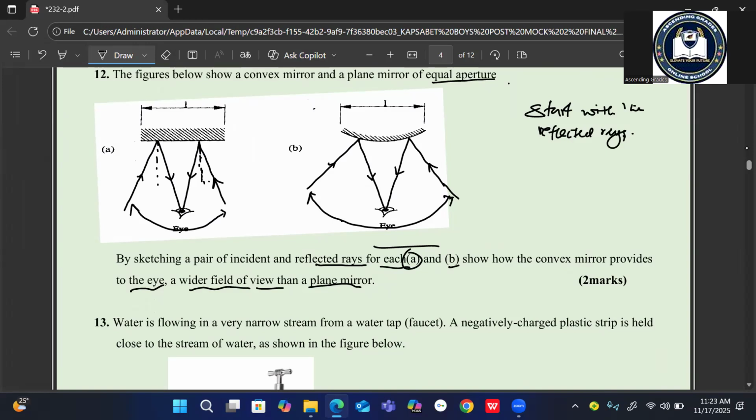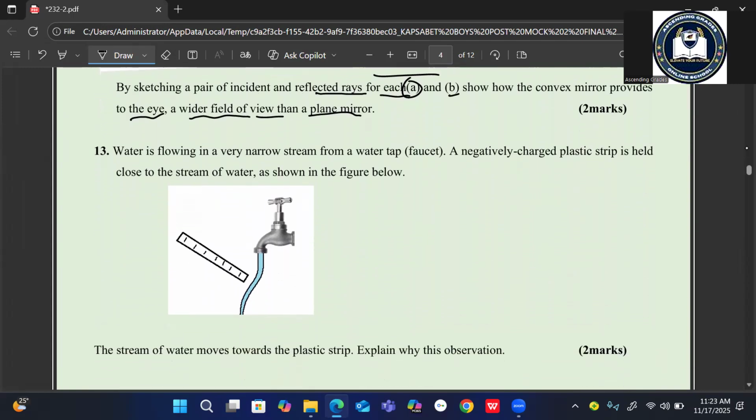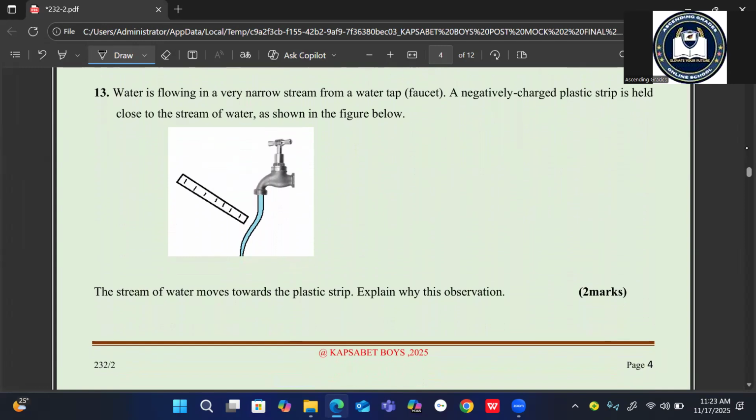Then our question 13. Water is flowing in a very narrow stream from a water tap or a faucet. A negatively charged plastic strip is held close to the stream of water as shown. The stream of water moves towards the plastic strip. Explain this observation.